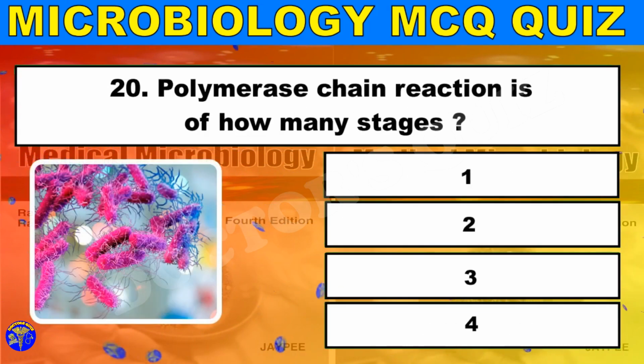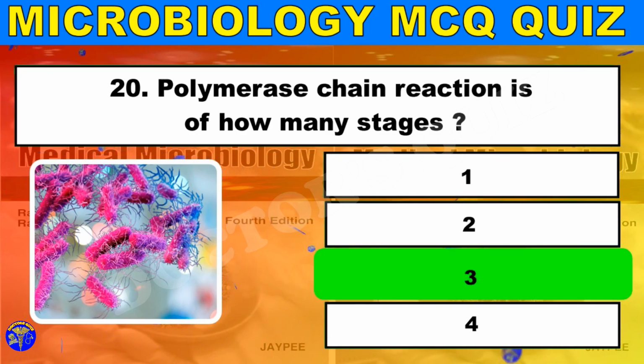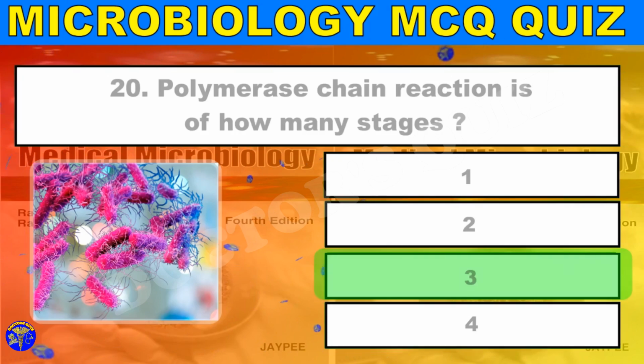The next question is polymerase chain reaction is of how many stages? The options are 1, 2, 3, and 4. And the right answer is 3.